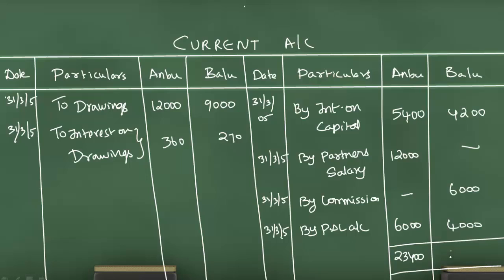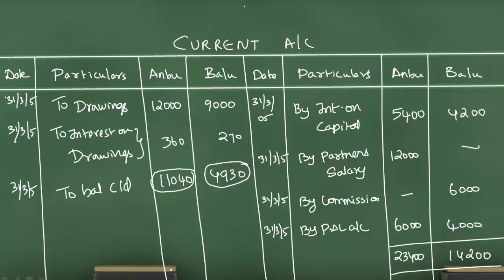So we have a total of 23,400 on the credit of Mr. Anbu and 14,200 on credit for Mr. Balu, and here there are only two items on the debit, so there is going to be a balancing figure of 11,040 and 4,930. So this is the balancing figure. So we'll write to balance carried down. So whatever change or adjustment is required is given effect in the partner's current account, and the capital account is kept intact in the fixed capital method. Thank you.